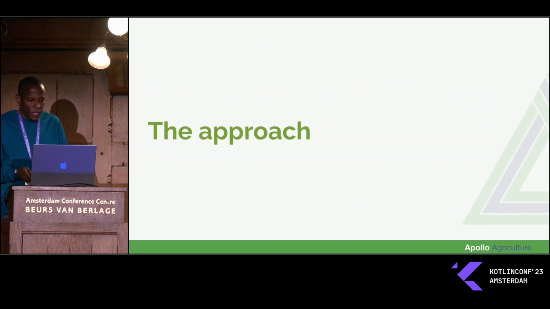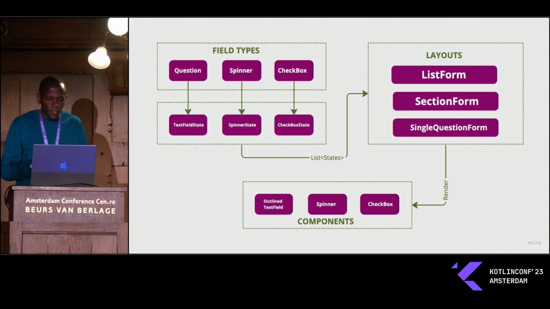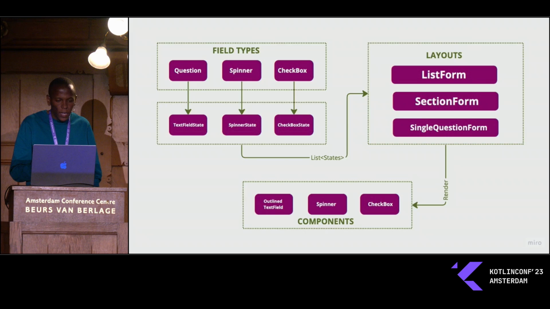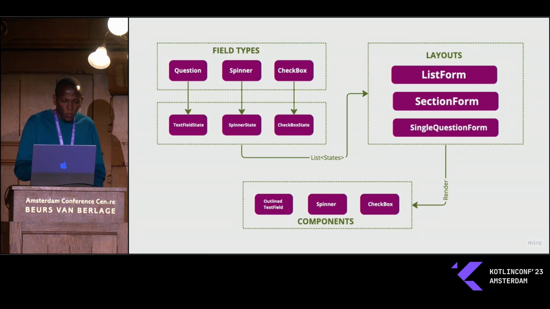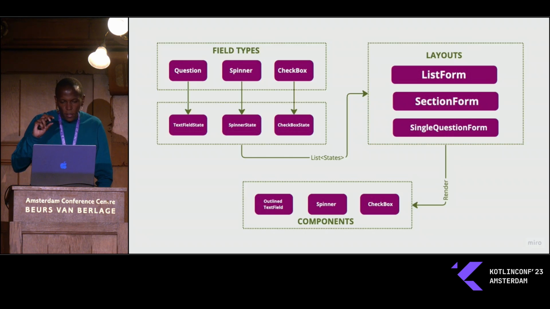So the approach at a high level: we have field types, as I was showing on the schema. We can have different field types. One of them is the question. We have a spinner, and we also have a checkbox. Each field type maps to a state. So for example, if we have a spinner, it maps to a spinner state. After we get all these states and field types, we expose them as a list to the layouts.